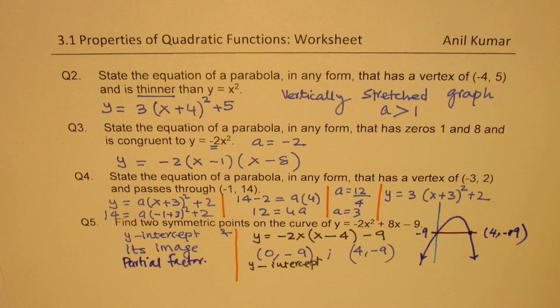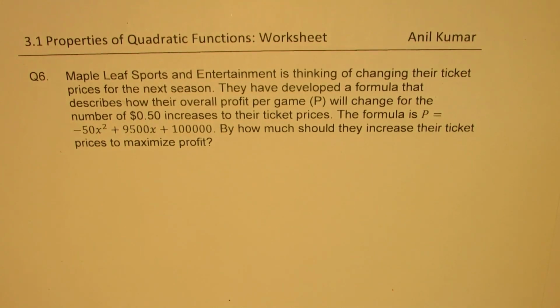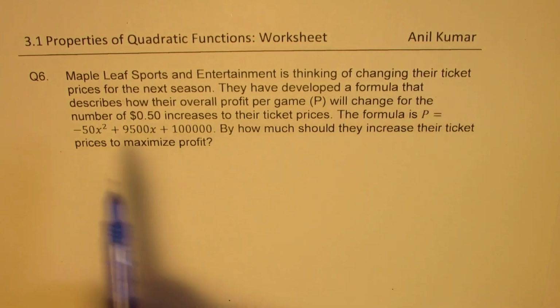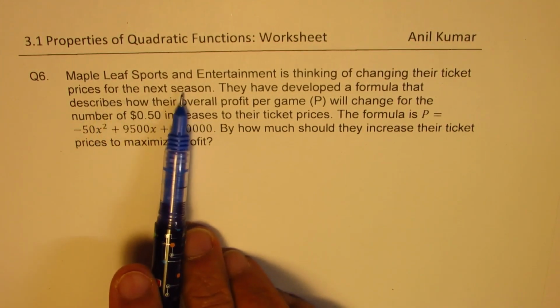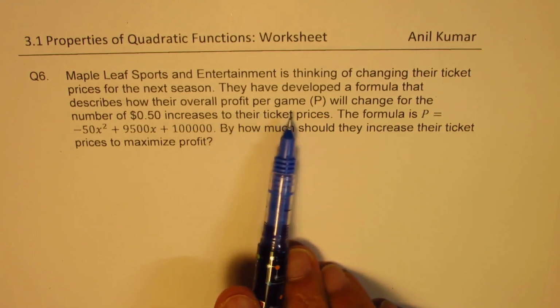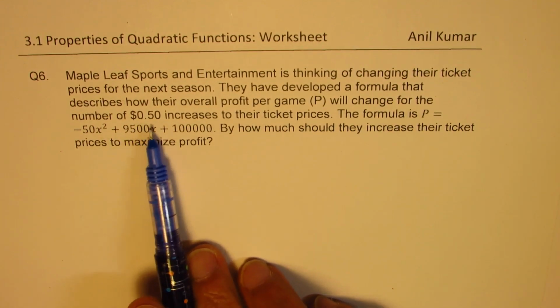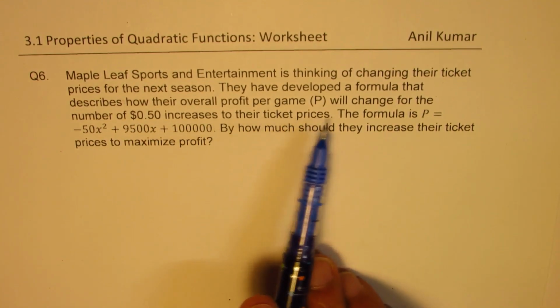So these were 4 questions straight on writing the equation from the given information. Now let us take some application questions based on the properties of quadratic function. Question number 6. Maple Leaf Sports and Entertainment is thinking of changing their ticket price for the next season. They have developed a formula that describes how their overall profit per game, P, will change for the number of 50 cents increase to their ticket prices.